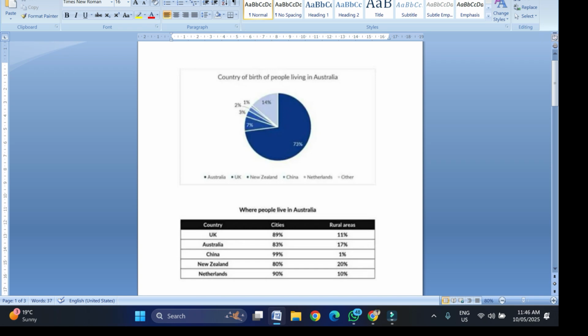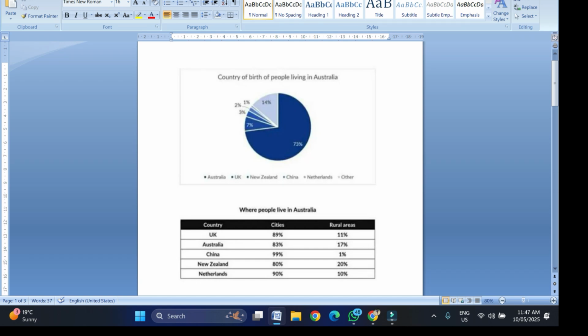So the heading is country of birth of people living in Australia. Starting from Australia is 73%, then UK 14%, New Zealand 7%, China 3%, Netherlands 2%, and the rest is other 1%. I hope the table is clear. We have five different countries, cities 89%, 83%, 99, 80 or 90, and rural areas 11, 17, 1, 20, and 10. And the heading is where people live in Australia.